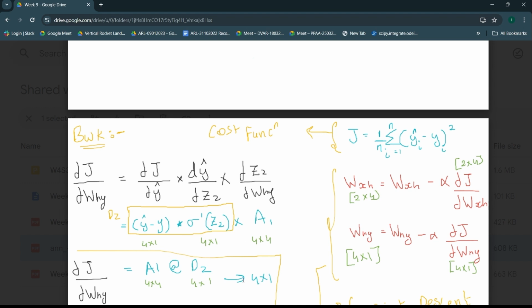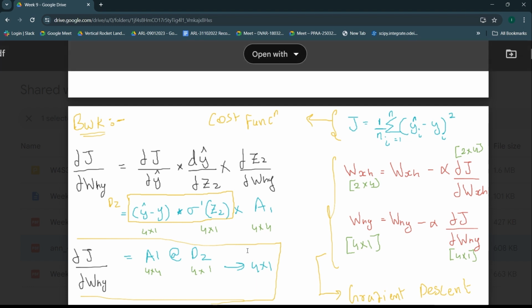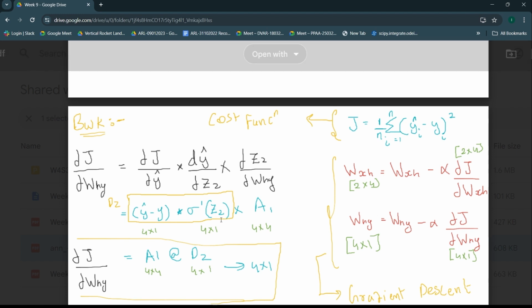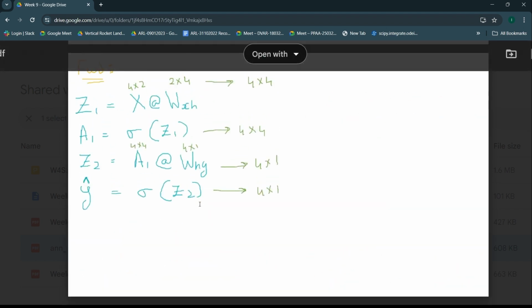So that's how you can basically remember this kind of thing. But it's not that you have to remember this. This is just for understanding purposes. But yes, that's how your dJ/dWhy equation is going to look. Just note that this D2 is nothing but the element-wise multiplication of the error term and the sigmoid's derivative. Don't really worry about the sigmoid's derivative. The formula is straightforward, but how you derive it is something I'll be covering at the end of this session. After this, we are left with the derivative of cost with respect to Wxh.